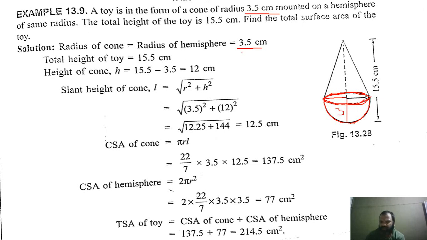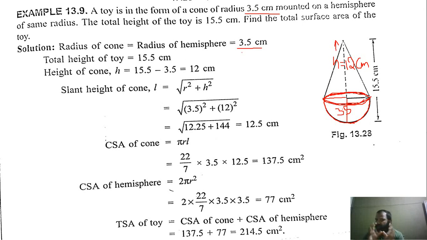So the height of the cone, only the conical portion height, h equals 12 centimeter. Okay. Find the total surface area of the toy.